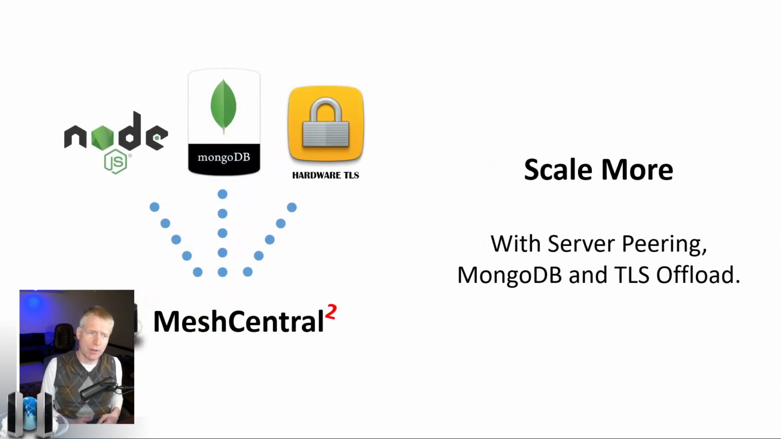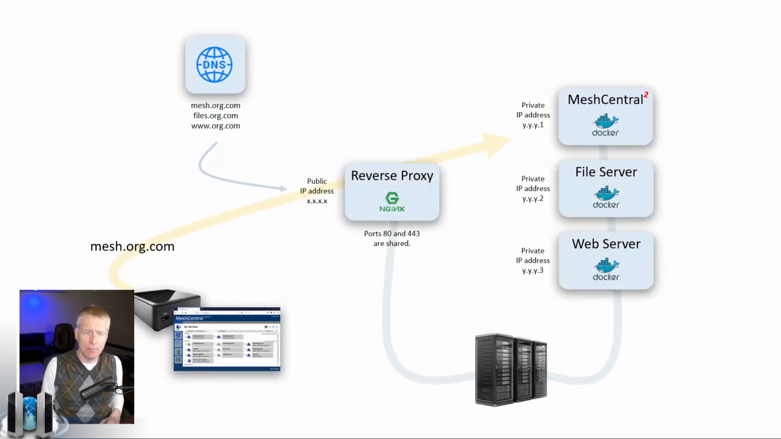So MeshCentral can also scale. It has its own built-in database, but I do recommend that you use MongoDB for anything production, or if you want to scale to a large number of devices. So you install MongoDB and have MeshCentral use that database. You can also do TLS offload if you want to offload the work of doing the encryption over to another computer in front of MeshCentral. You can do that.